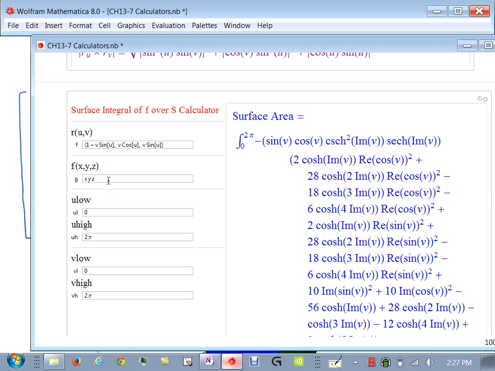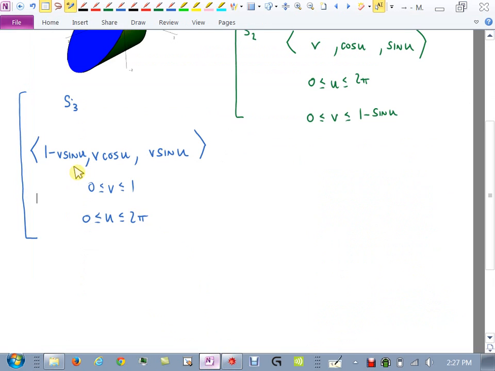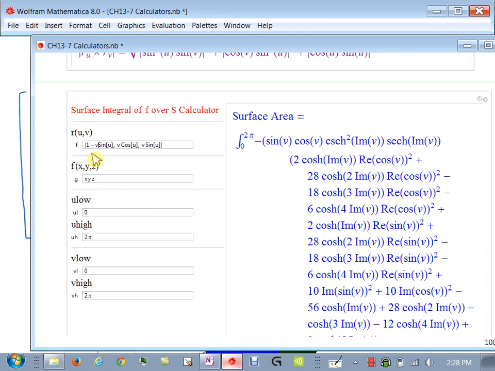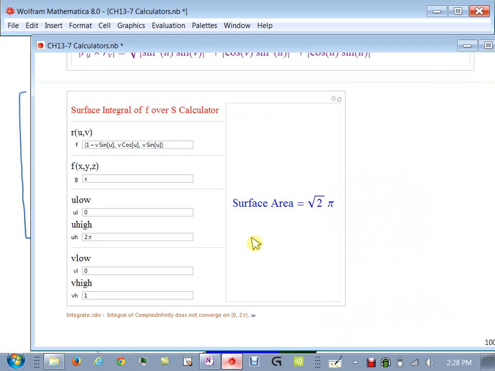Oh, wait a minute, hold on a second. Go back here. It's 1 minus V sine U, because Z was V sine U. Ooh, I thought I forgot it earlier. Okay, so that is V times sine U. And then what's our function? X, and we're going 0 to pi, and then 0 to 1. Square root of 2 pi.